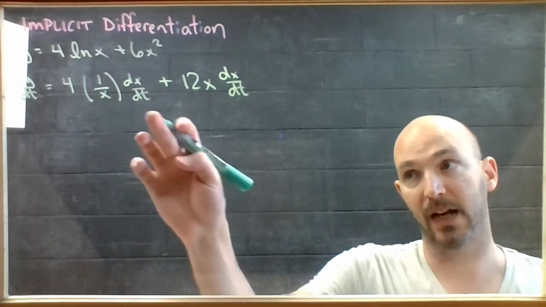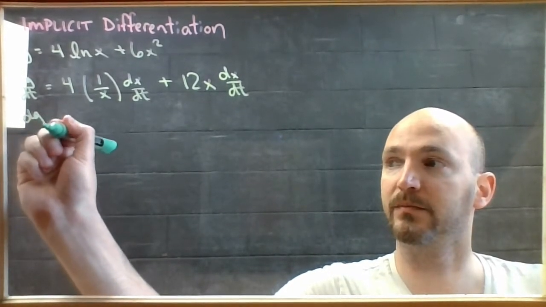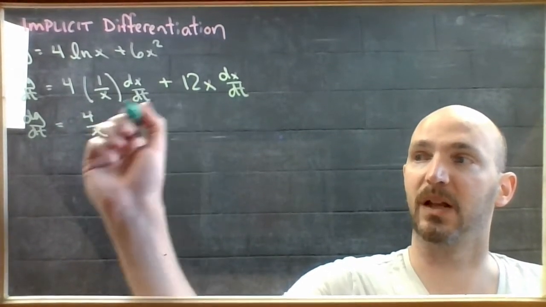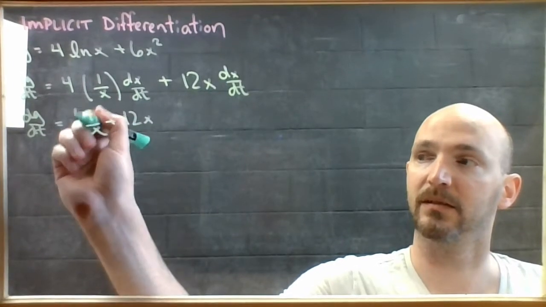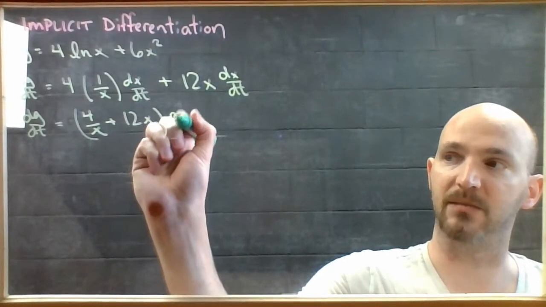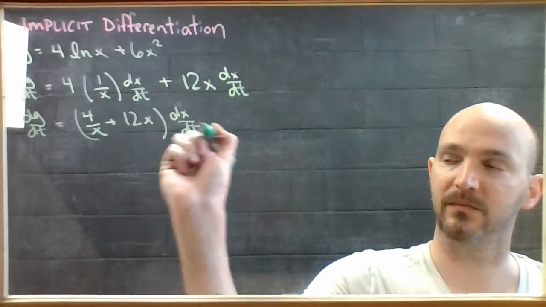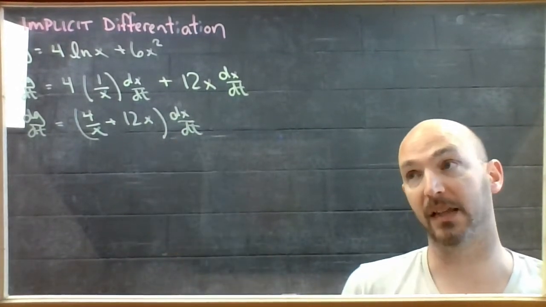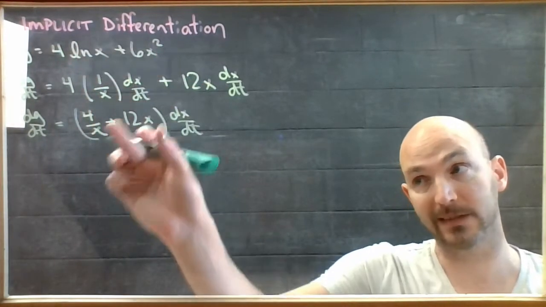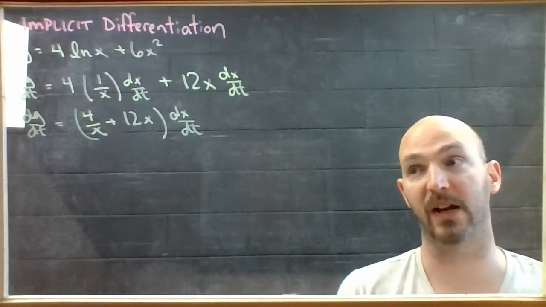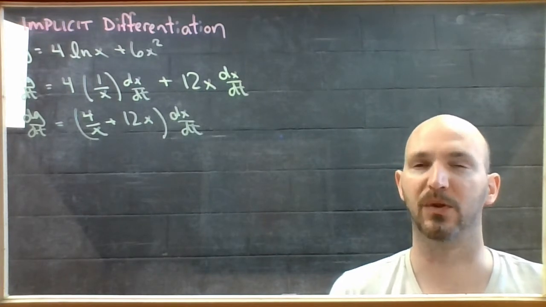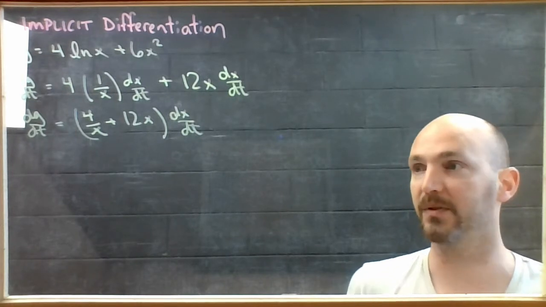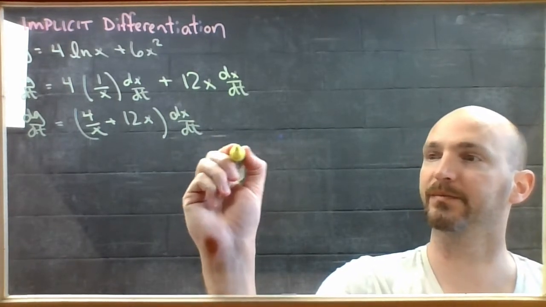Now that it's done, I could do some factoring. This would be 4 over x plus 12x. And there's a dx dt in both of these terms. So I could have leapt straight to this line by just taking the derivative of this line and then tacking the correction factor on that way. That also works. Whichever way you think is more expedient. So I'm going to do one more example so you can see some chain rule.